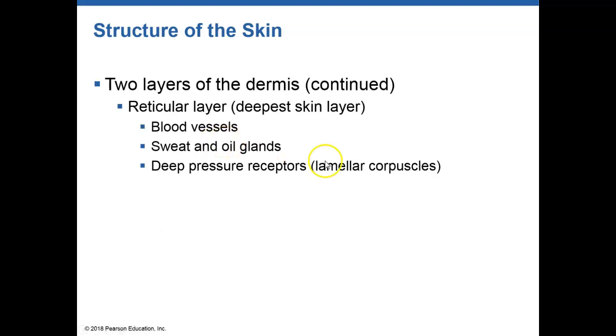And then we have the reticular layer. So the reticular layer is the deeper layer formed by dense irregular connective tissue. This is the layer that has, well, both have lots of blood vessels, but this layer has a lot of blood vessels, has both sweat and oil glands, and has some deep pressure receptors associated with it.